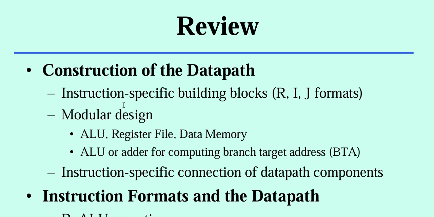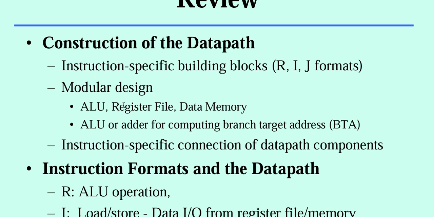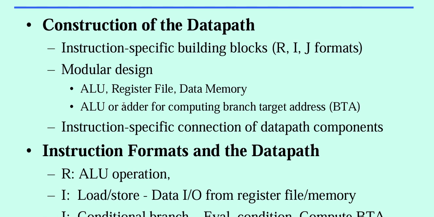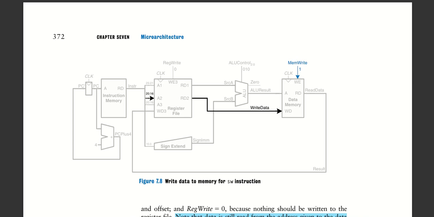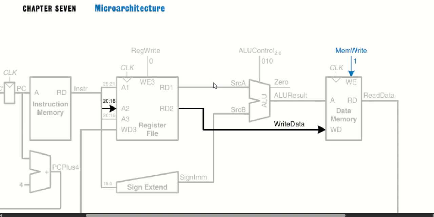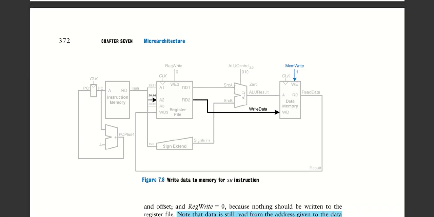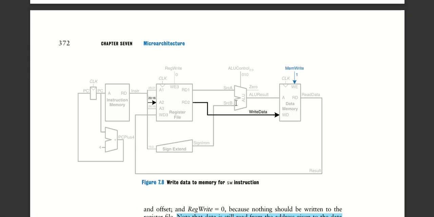So during previous videos, you have probably seen how to construct a data path, the flow through an R type, I type, J type instruction. What I mean is something like this, where you know the exact components being used in each instruction type. This, for example, is for the store word instruction.